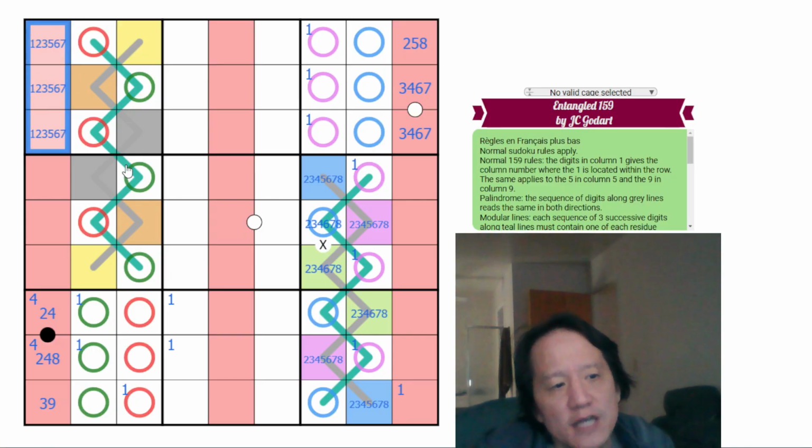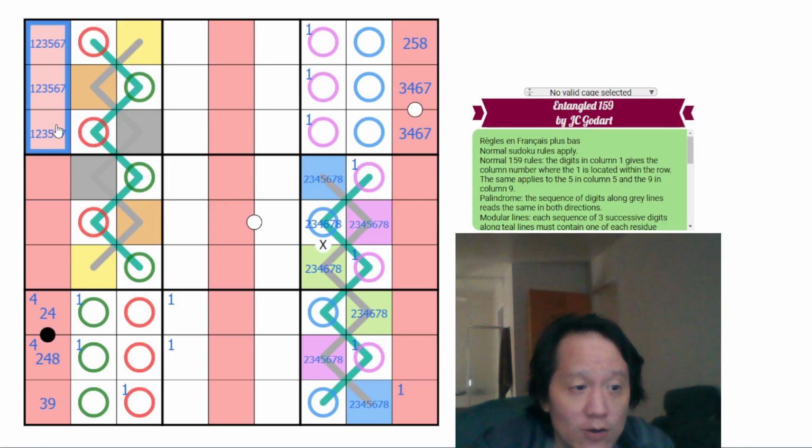Which means the 7 has to be here, right? Because there has to be one that's in column 7, 8, or 9. Otherwise, you have 2 1s in the same box. So this is 7. Sorry, this is 7. We know for certain. This is 7. So none of these 3 are 7.